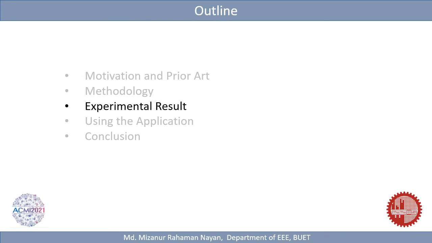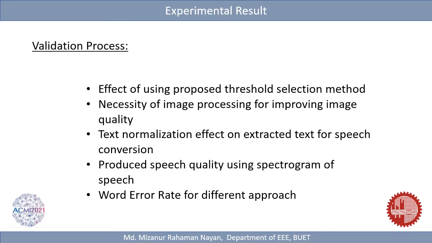Experimental result. In the experimental results section, we will discuss how we have validated Bangla PDF Speaker. First, we will show the effect of using the proposed threshold selection method. Then the overall necessity of image processing for improving image quality will be discussed. Text normalization effect will be discussed further. Finally, we will show word error rate to understand word detection efficiency, and spectrogram of produced speech to observe the quality of sound and amount of noise in it.